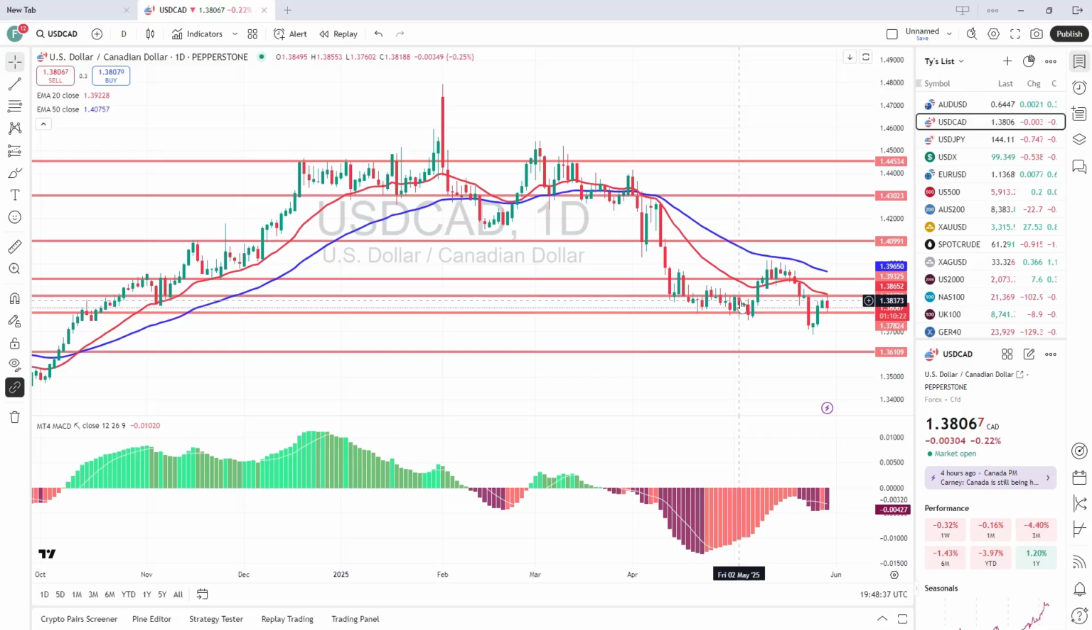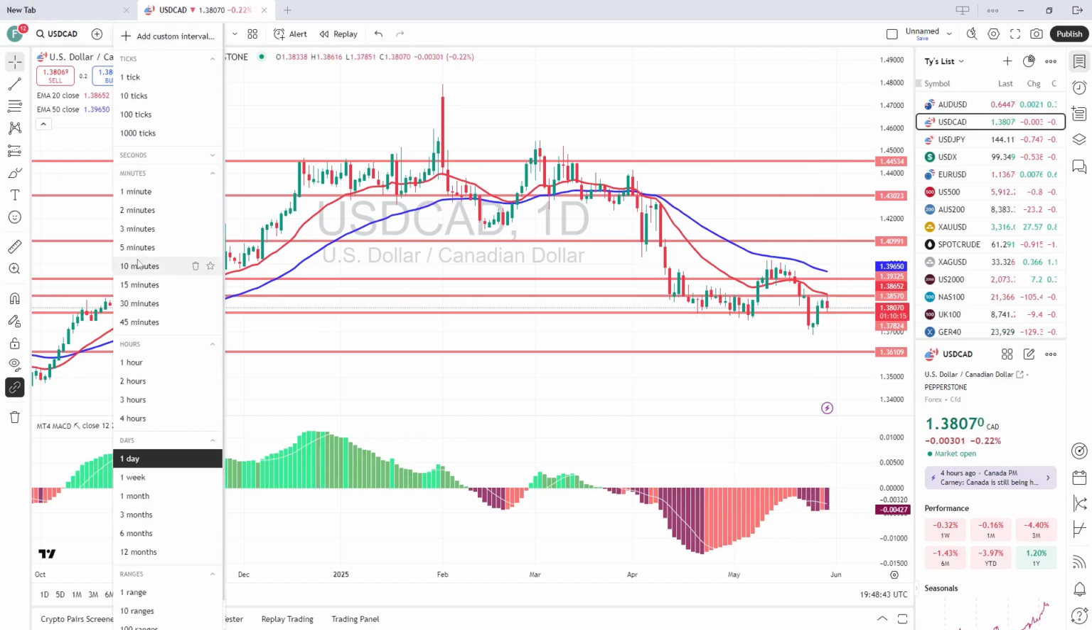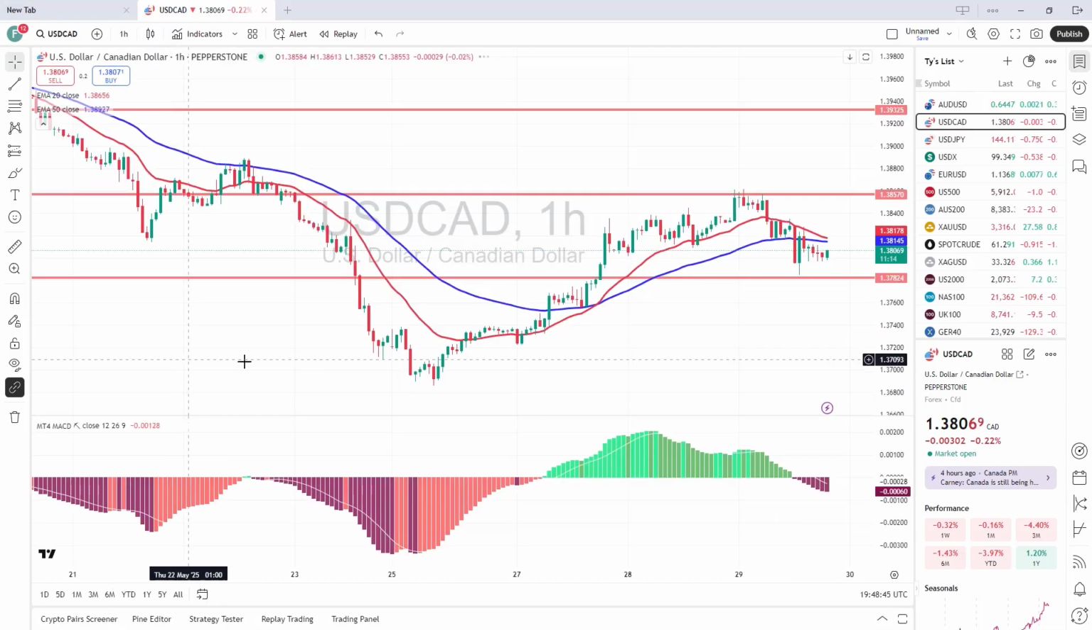So look, one of those ones that's really playing the boundary game as well. You can see that it's hovering inside these boundaries. Again, if you go to a 1 hour chart, you'll see the action for the week.